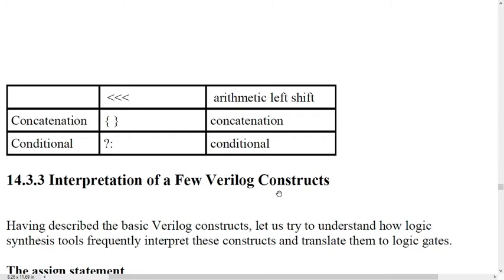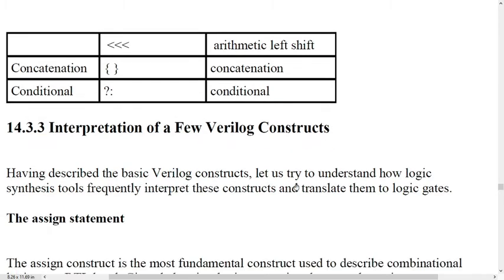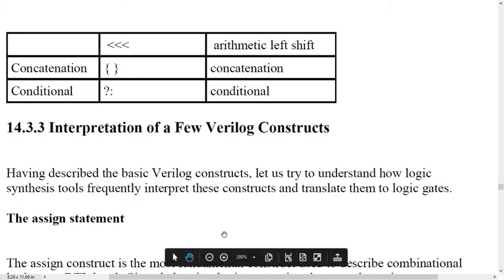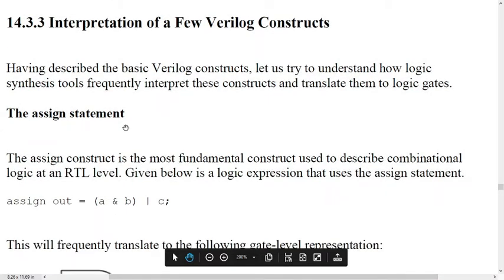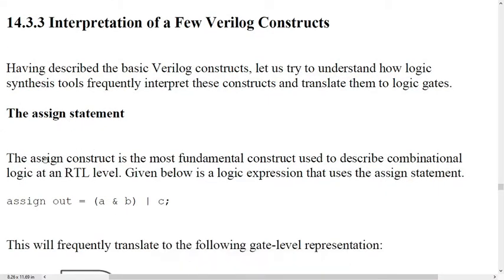Interpretation of a few Verilog constructs. Having described the basic Verilog constructs, let us try to understand how the logical synthesis tool will interpret these constructs and translate them into logic gates. I have an assign statement, right? So let us consider the assign statement. Assign is the most fundamental construct, which is used to describe combinational logic at the RTL level. Given below is a logical expression that is used to explain the assign statement.